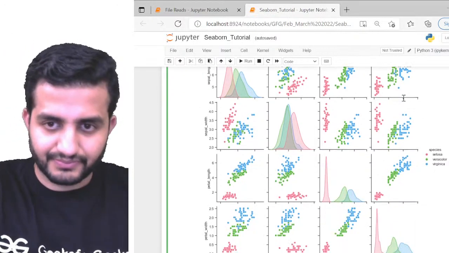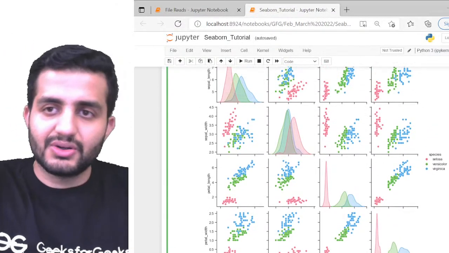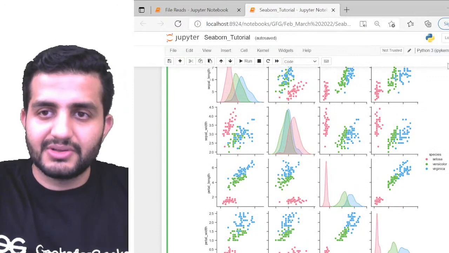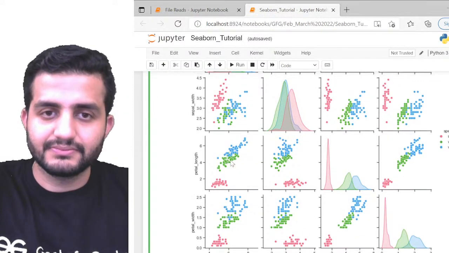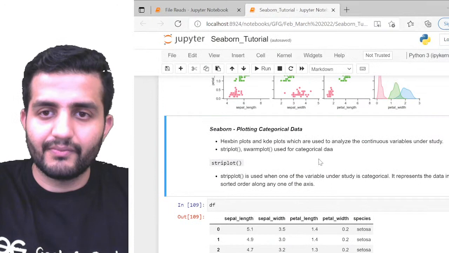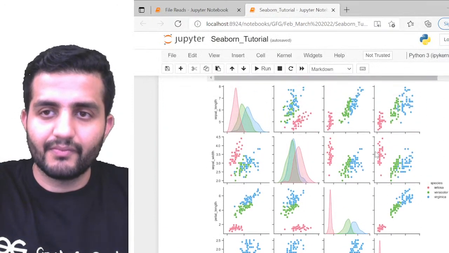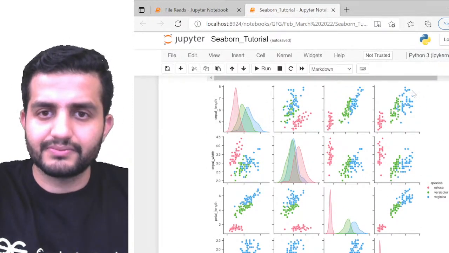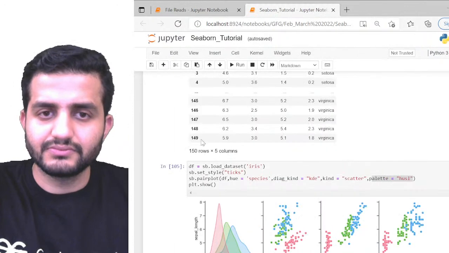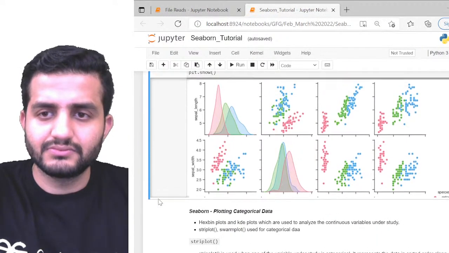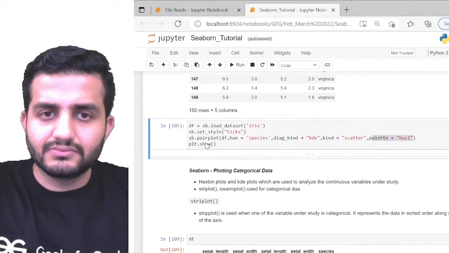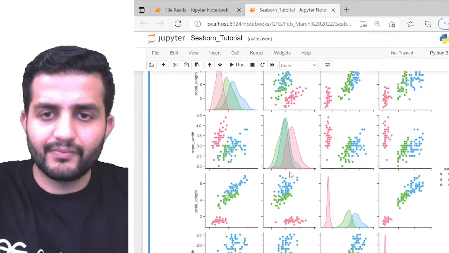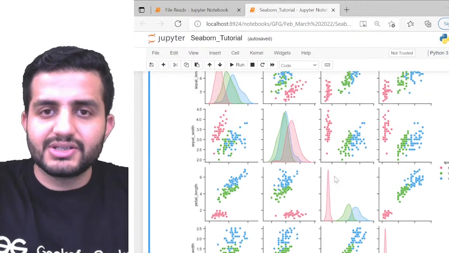Okay. Now, so this is your graph, guys. Let me just zoom it a bit. Okay, so now this is your graph, guys.